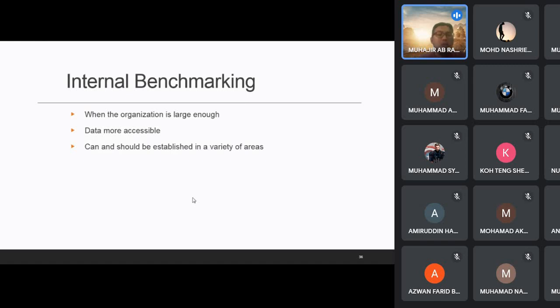For improvements, well, you need to have benchmarking. For example, in Unimed itself, we need to benchmark between faculties. Okay, for example, mechanical with electrical and then with electronics. So we know the status or condition of our faculty. The same thing, after you do the internal benchmarking, you also need to do the external benchmarking as well to know the status or the condition of your faculty. Okay, this is all the process for the improvement.